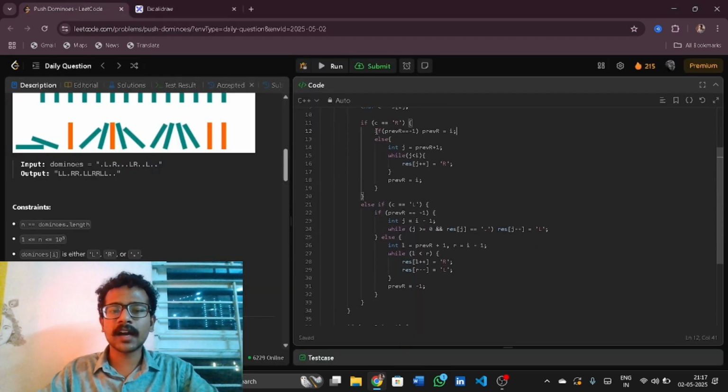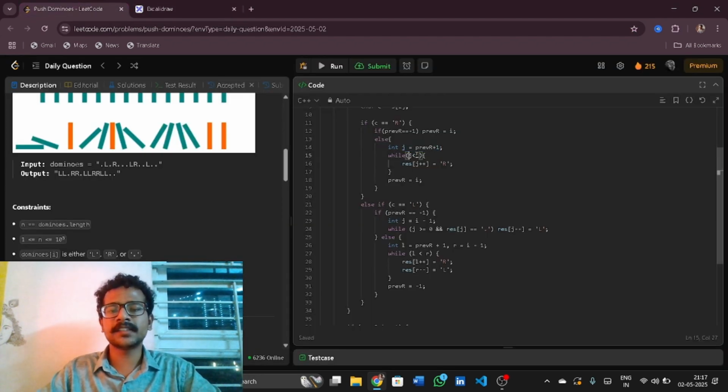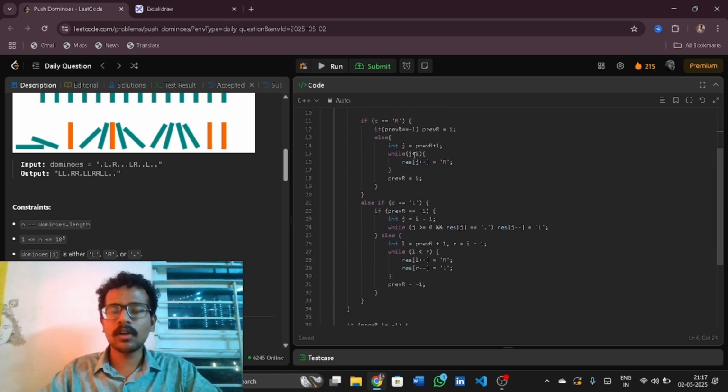Now else, previous R is already there. Now what I need to do? I just start from previous R plus 1. Why previous R plus 1? So imagine you got here, then why would you change this to R as you already have it, right? So instead start from here. That's what the code says. J is less than I, result of J plus plus. Sorry, I forgot to mention, result is equal to S. That's what we'll be writing at the end. Result of J plus plus is equal to R and previous R is equal to I.